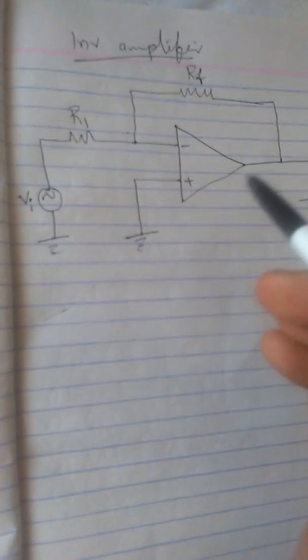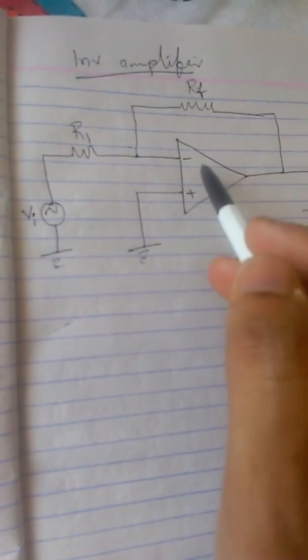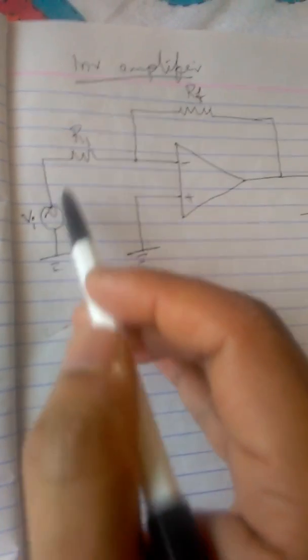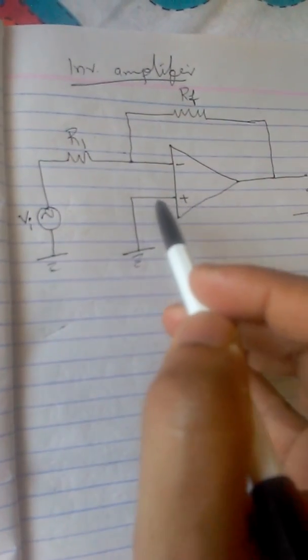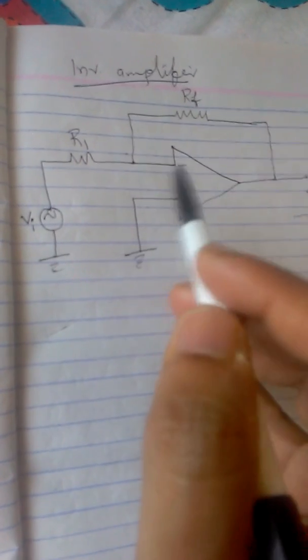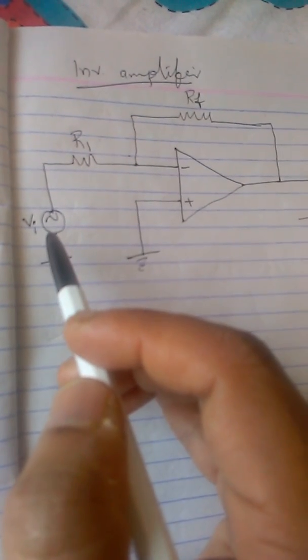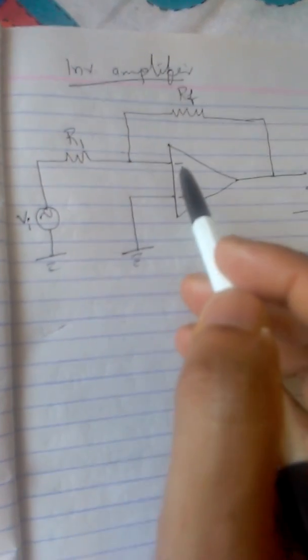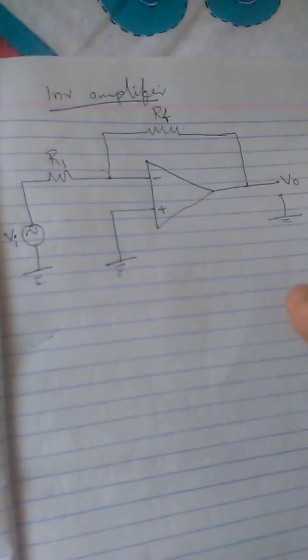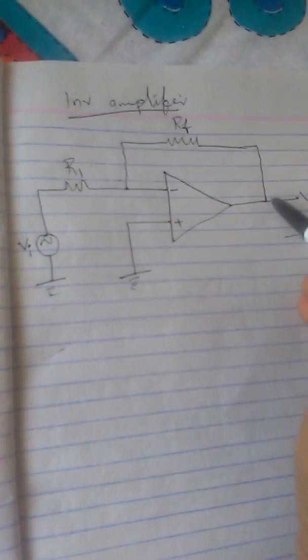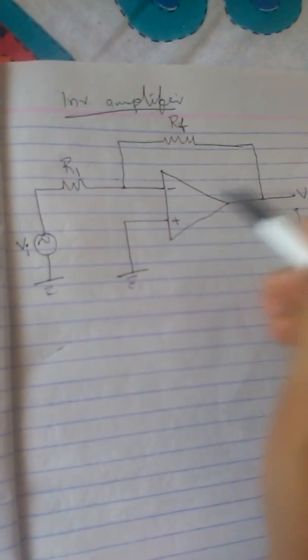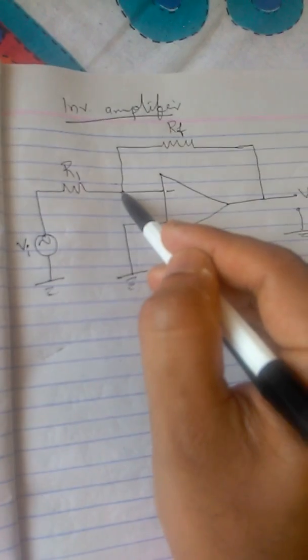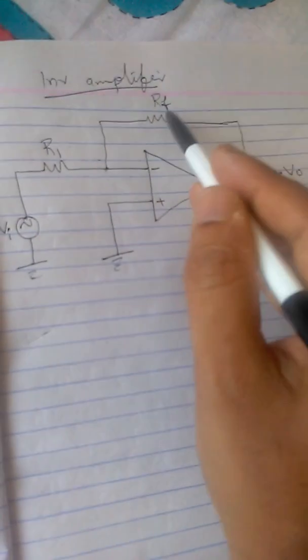This is how it looks, one op-amp. Why inverting amplifier? Because we are giving input only to the inverting terminal. At the same time, we have grounded the non-inverting terminal. And input, how are we giving? We are giving input voltage through R1 to the inverting terminal, and we can see the feedback connectivity here. Between inverting input and output we have one feedback resistance RF.